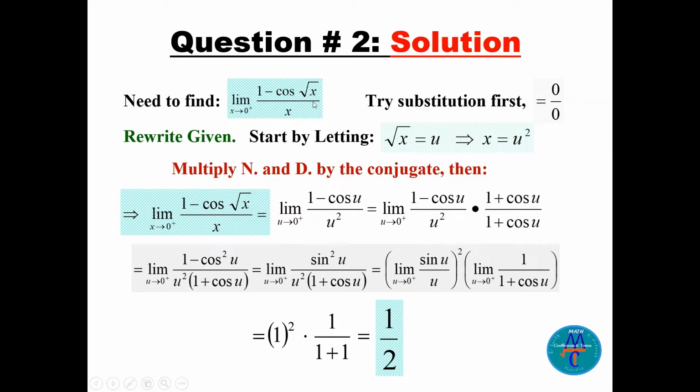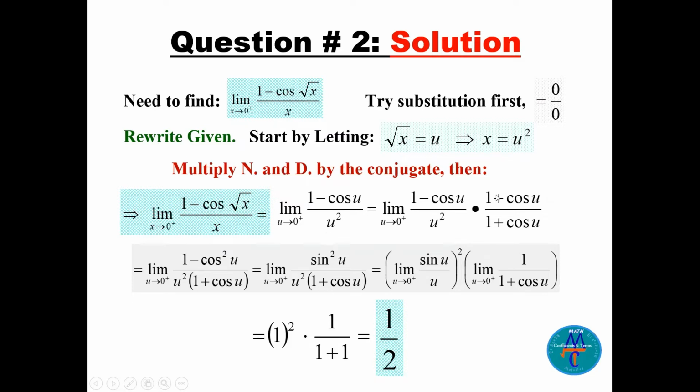We can start by letting square root of x be equal to u. We change the variable. Square both sides, you will get x equals u squared. So every x here, I will write u squared, and every square root of x, I will write u. So x goes to 0 from the right side, so that means u also goes to 0 from the right side. So we have 1 minus cosine of u divided by u squared.